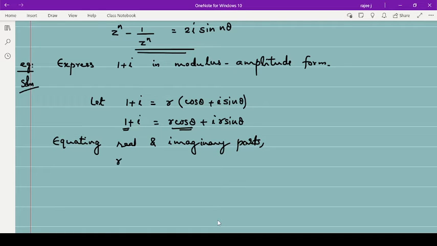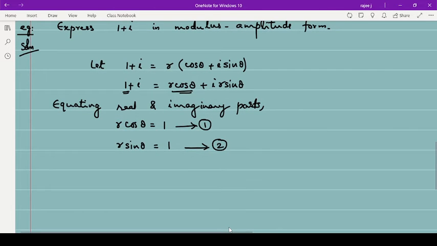So r cos theta equal to 1, we'll take it as equation number 1. Then the imaginary part is r sin theta, and here it is actually i into 1, so the coefficient is 1. So r sin theta is 1, not i. Do not take it as r sin theta is i; you are taking just the coefficients of i. Even though we are not writing it, it means that 1 is there. So it is 1. Now this is equation number 2.